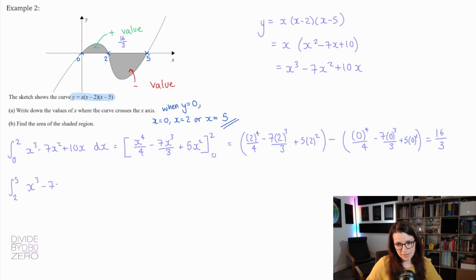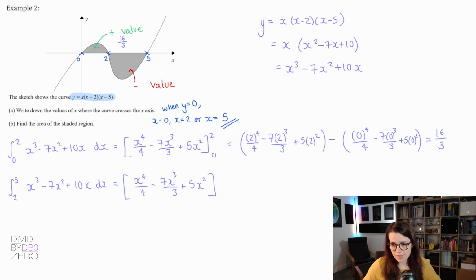Still integrating that curve. So this part, when we actually do the integration inside the square brackets, that will be identical. All that's going to change is our limits. So instead of 0 and 2, we're going to have 2 and 5. When you evaluate these limits, you get this.